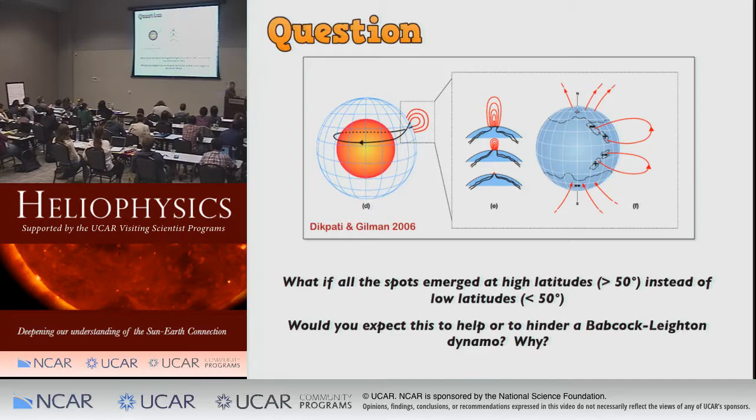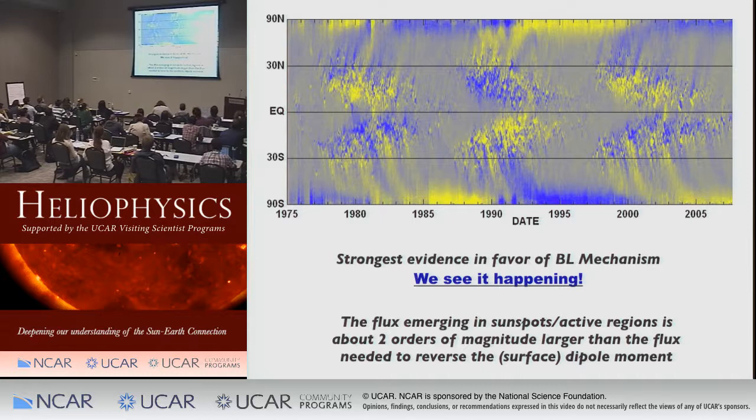Anyway, all right, so the strongest evidence in favor of the Babcock-Leighton mechanism is we see it happening on the surface. If you look at these latitudinal bands, it sure looks like what's causing the poles to flip is this flux that's coming up from the active regions. It looks like that's going up and flipping the poles. And if you calculate the flux emerging in sunspots over the course of a solar cycle, it's almost two orders of magnitude larger than the flux needed to flip the poles. So even if 98% of that flux cancels out and only 2% gets to the poles, you can still flip the surface dipole moment.